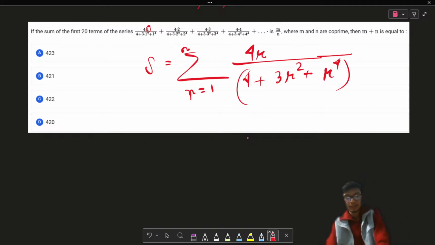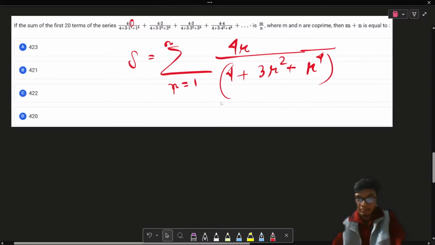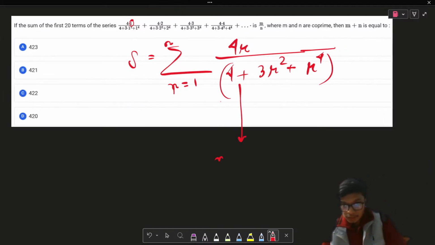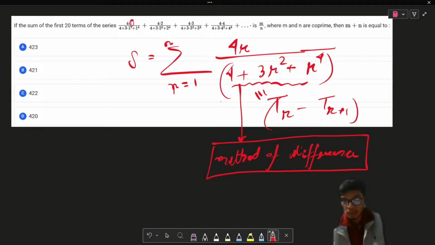Now how do you solve this problem? The simplest way to solve this sequence is to simplify it using the method of difference. How and why do I approach this problem by method of difference? Whenever we get this kind of expression, our first thought is to simplify this expression in terms of partial fractions. In that partial fraction, try to make it in some form like p of r minus p of r plus 1. So I'm trying to express this particular summation in this particular format, right?